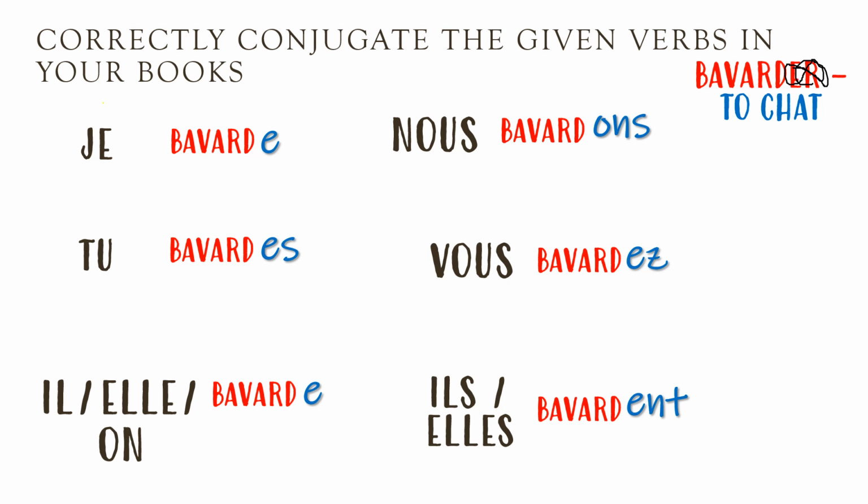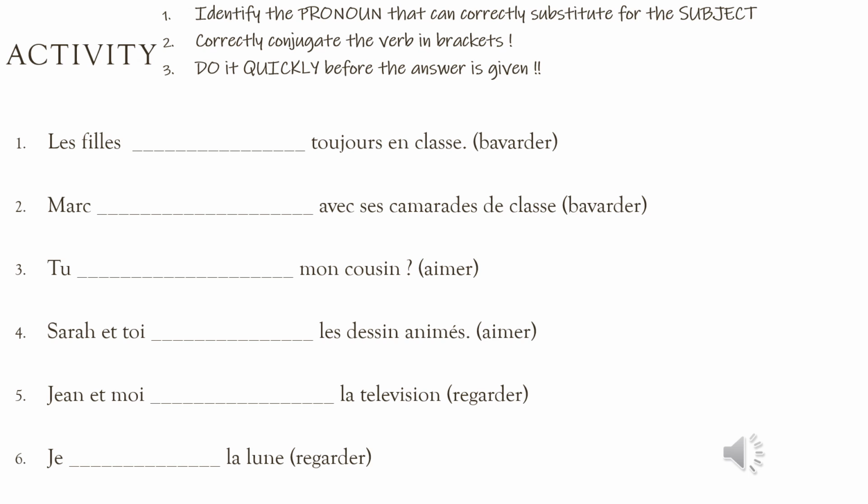All right? On y va? Let's go. Pressure time. Here we go. Activité 1. Let's get ready to rumble! Are you ready? All we're doing is identifying the pronoun that can correctly substitute for the subject, as we have been doing. Then we're going to correctly conjugate the verb in brackets. Are your fingers quick enough? Is your brain fast enough? Are you sharp enough? Let's go. Remember, drop the ER, you get the stem, and then you add the endings. On y va.